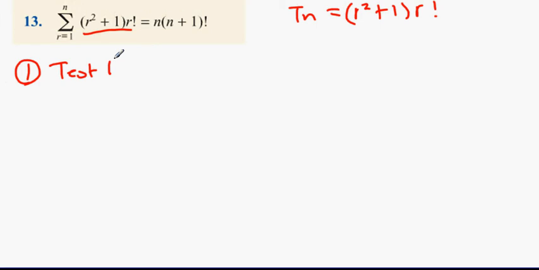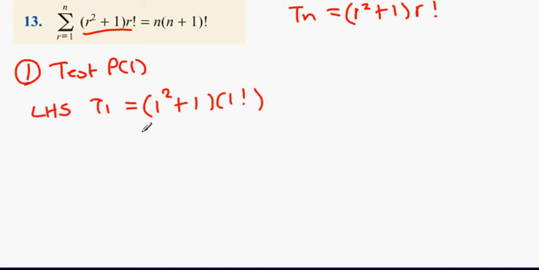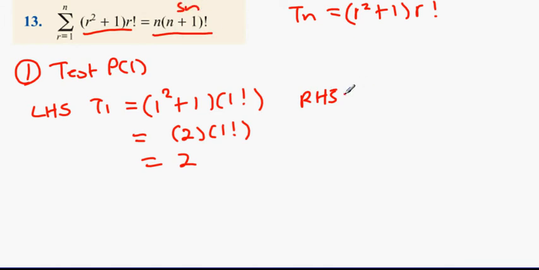Test P of 1. Now, for P of 1, the left hand side will be T1, and T1 is going to be 1 squared plus 1 times 1 factorial, which is 2 times 1 factorial, which equals 2. For the RHS, this is a sum for Sn, or S1. So we have to find out what S1 is. S1 is going to equal 1 into 1 plus 1 factorial, which is 1 into 2 factorial, which equals 2.